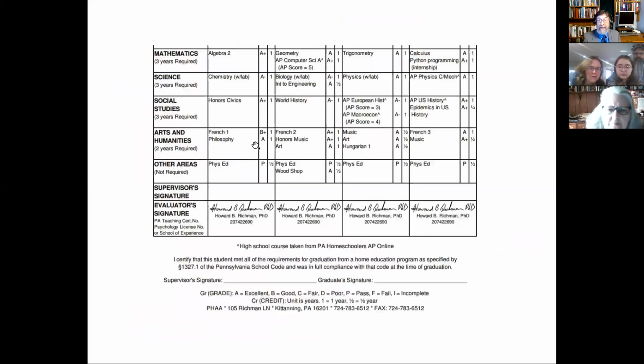Then at the end, the final transcript has these places for signatures. Your signature, you're the supervisor, that's the parent. You also have to sign here at the bottom, and the graduate has to sign. And you have to certify that the student met all the requirements for graduation from a home education program as specified by the homeschool law. And that means you can't drop out of school.